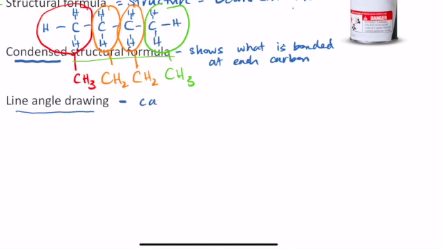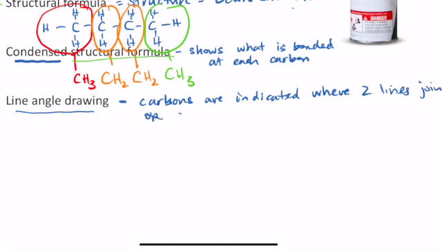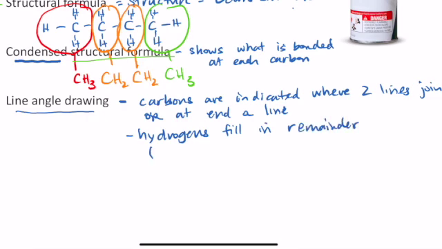So this has carbons indicated by just being where 2 lines intersect. Okay, so where 2 lines join, or at the end of a line. And then hydrogens are implied, and they fill in the rest. And the hydrogens have to fill in the rest, meaning that each carbon can have 4 bonds. Okay, so any bonds that are not shown are going to hydrogens.